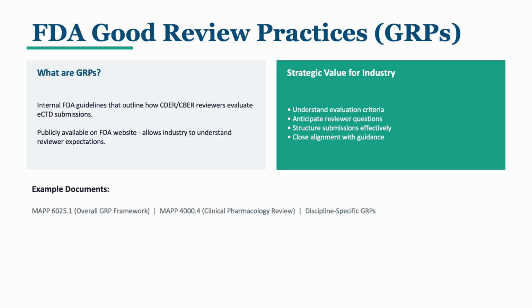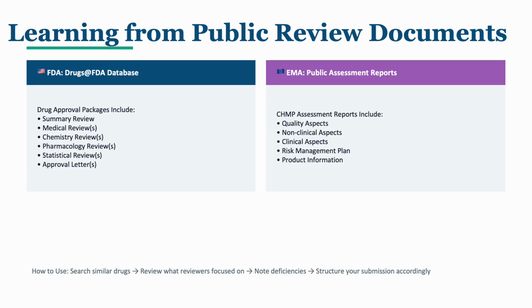FDA's Good Review Practices, GRPs, are internal guidelines that tell CDR and CBR reviewers how to evaluate eCTD submissions. But here's the key insight for industry: these GRPs are publicly available, allowing you to essentially get inside the head of your reviewers. If you understand what reviewers are looking for, you can structure your submission to address those expectations proactively. Both FDA and EMA provide public access to their review documents for approved drugs.